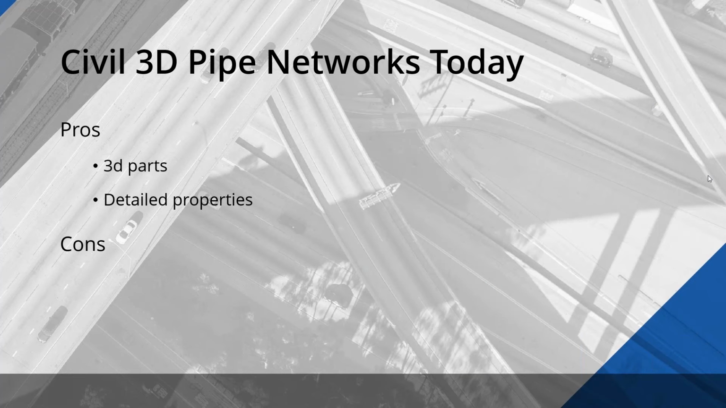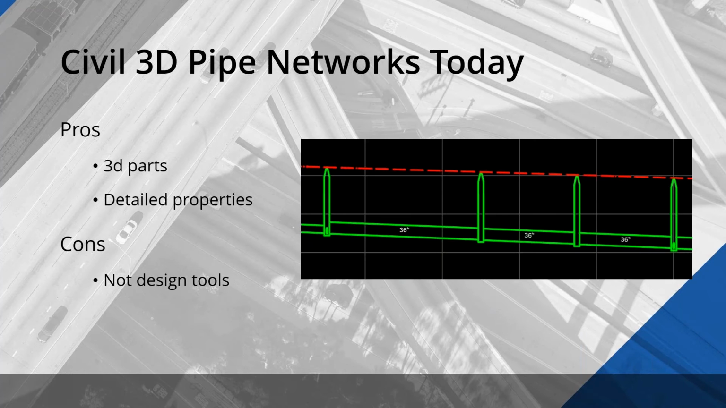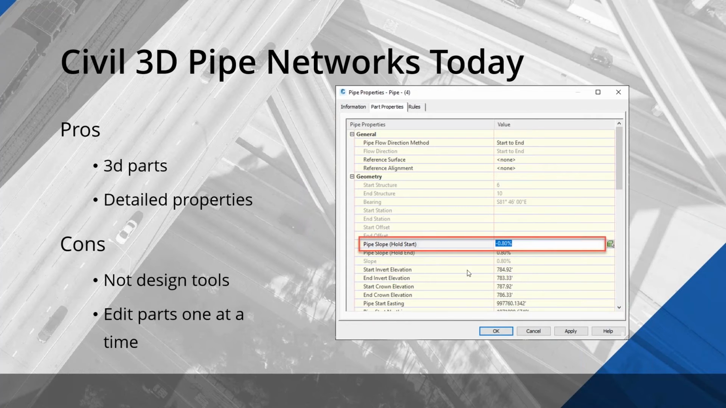This is central to Civil 3D and the point of Civil 3D. But what are some of these disadvantages? Frankly, they're not really design tools, right? Each of those parts are 3D parts, but when it comes to editing all that stuff, you're really having to change slopes one at a time. And so it doesn't have a very nice design workflow to it. And so that's where some of the CTC pipe tools come into play.